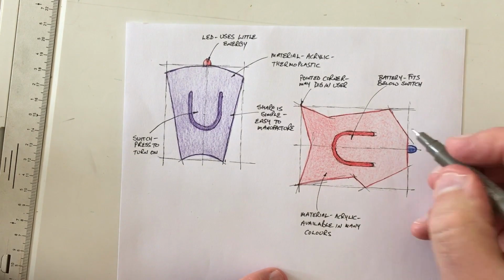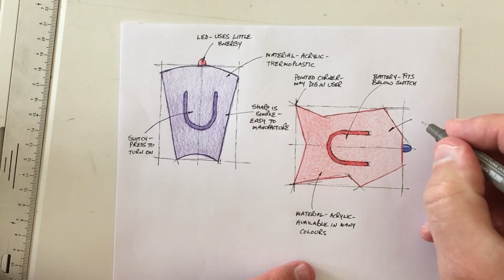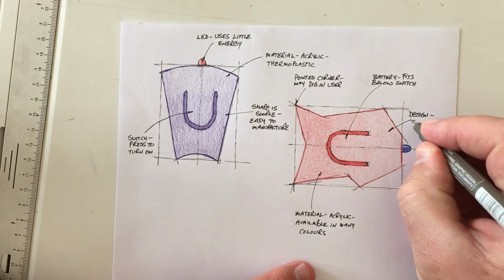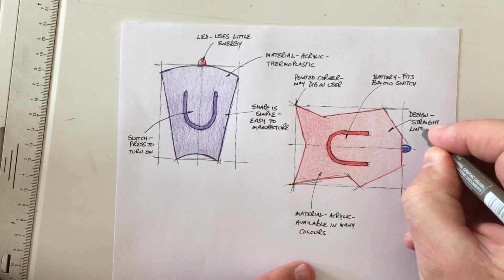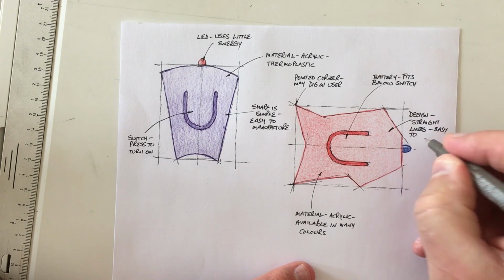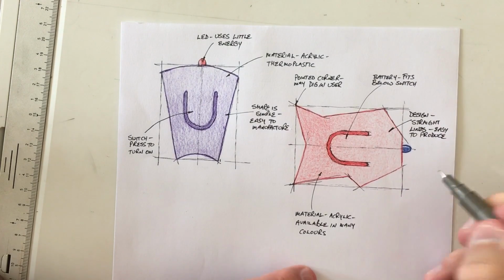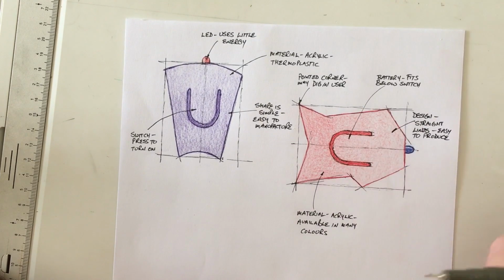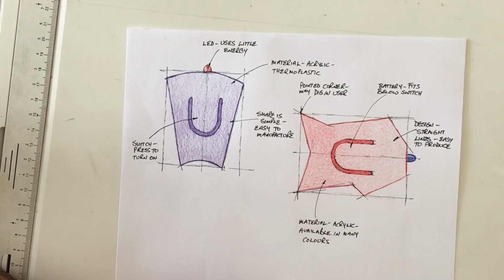And on this example here, this design concept, I'm going to put a design comment, and I'm going to say straight lines, easy to, I'm going to use the word produce there. Similar word to manufacture, but they mean the same thing. So, you know, I've got 4 or so annotations for each of my design concepts.